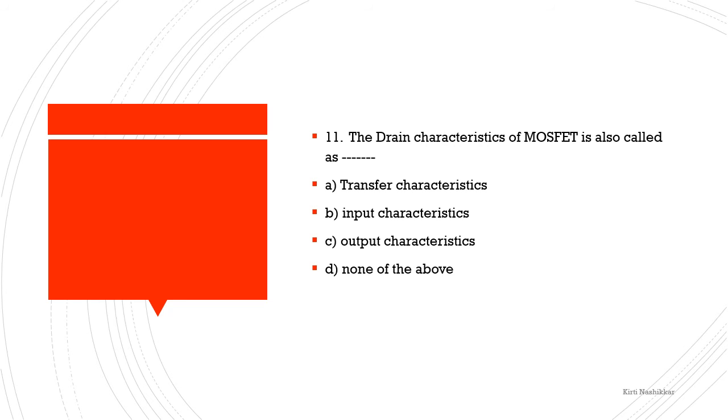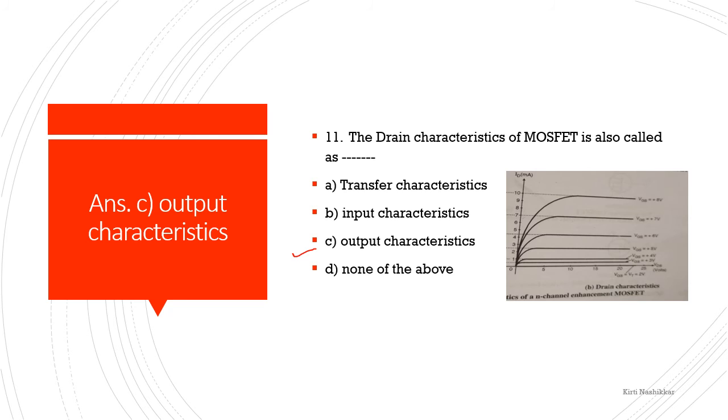The drain characteristic of MOSFET is also called the transfer, input, output characteristic, or none of the above. The drain characteristic is plotted between the drain current and drain voltage, and both of them are output quantities, and that's why this characteristic is called the output characteristic. This is how the characteristic looks.